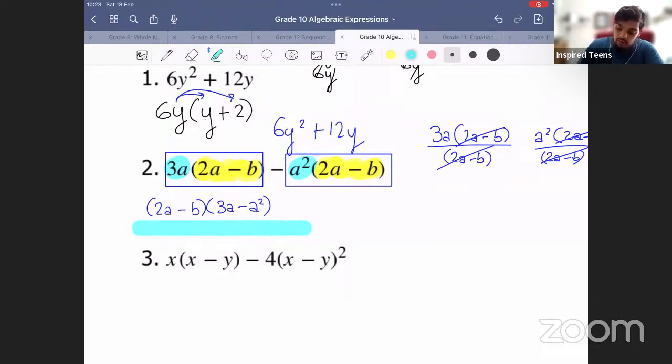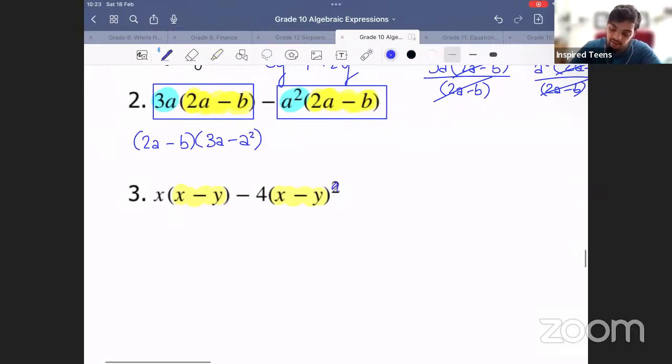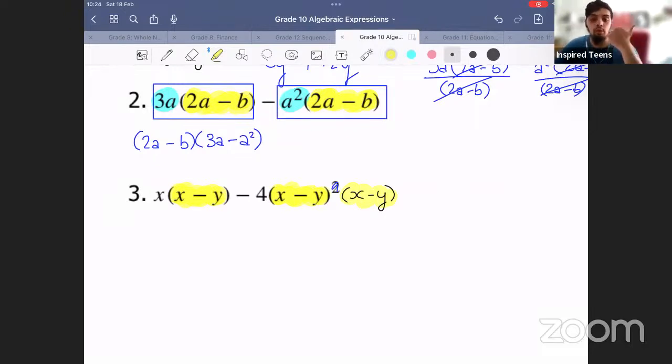Okay, so that's what we're left with. Right, let's move on to the next one. Now we have x, open brackets, x minus y, minus 4 into x minus y squared. So this is basically like having x minus y times x minus y. At the end of the day, we have these common brackets. It's an entire bracket that's common. However, in this one, we have 1 of x minus y. In this one, we have 2 x minus y's. It doesn't matter because in both, at least 1 x minus y is common.